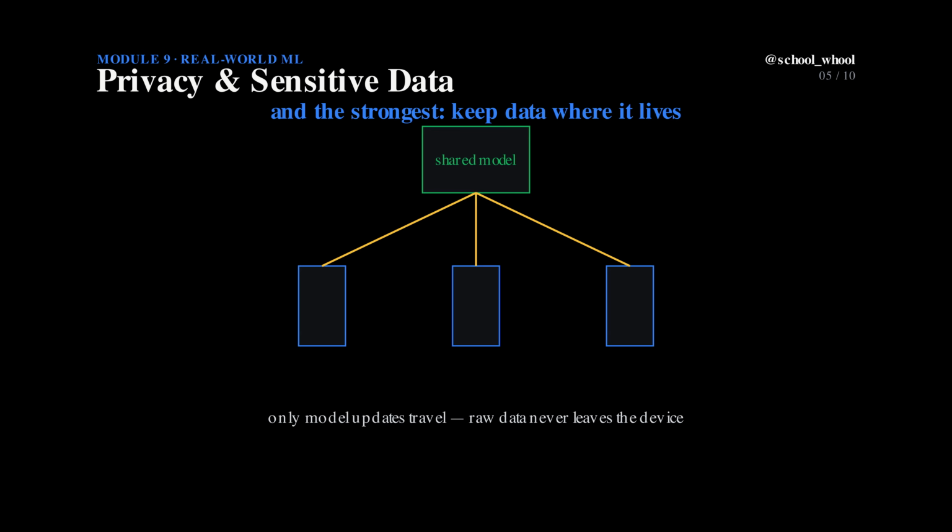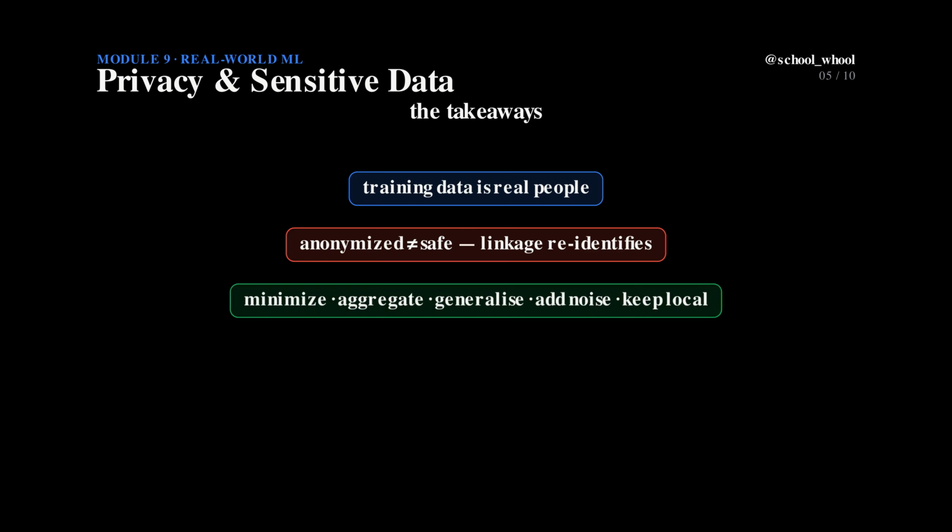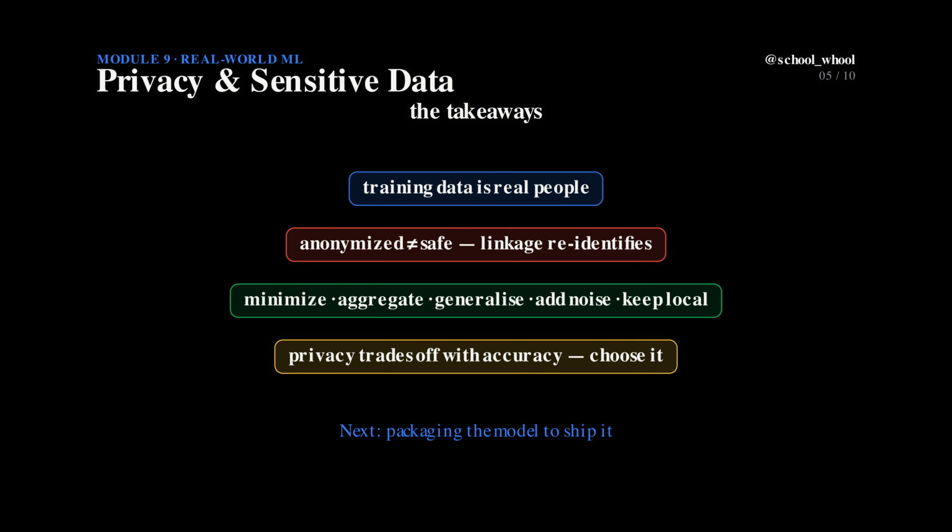So, your training data is real people. Anonymized is not the same as safe. A linkage attack can undo it. But you have real tools. Minimize, aggregate, generalize, add noise, and keep data local. Just remember, privacy usually trades off against accuracy, so it's a choice you make on purpose. Next, we start shipping.